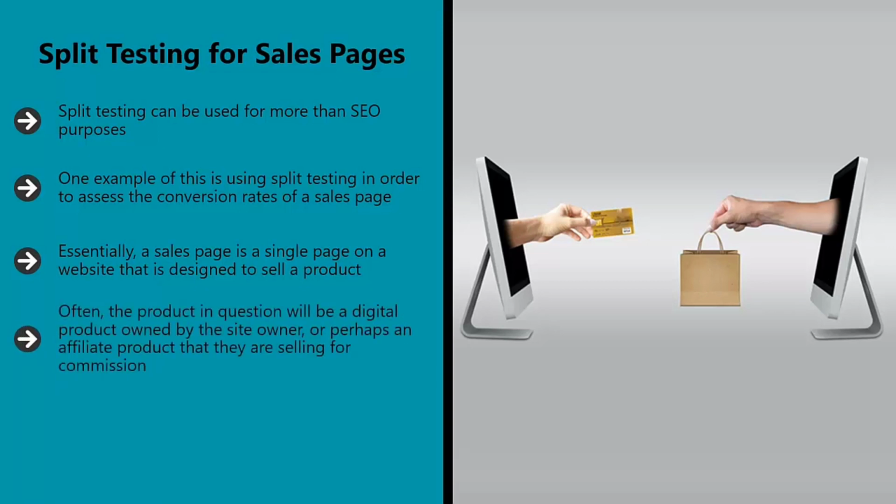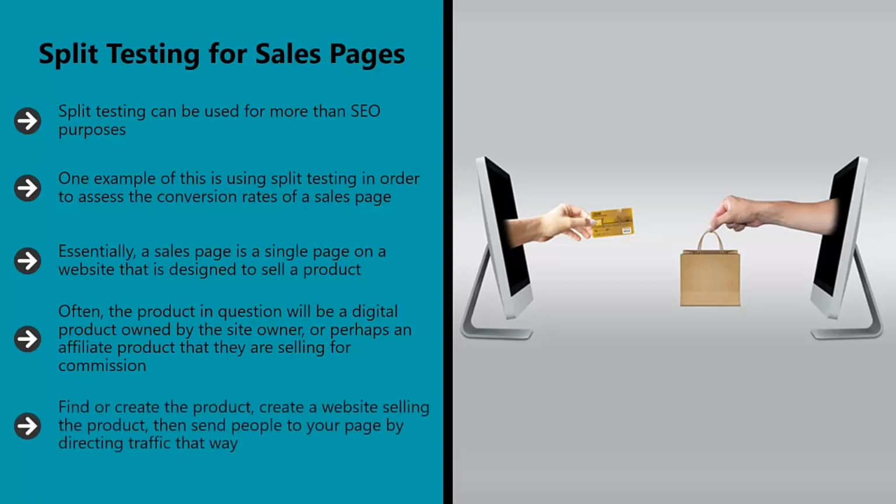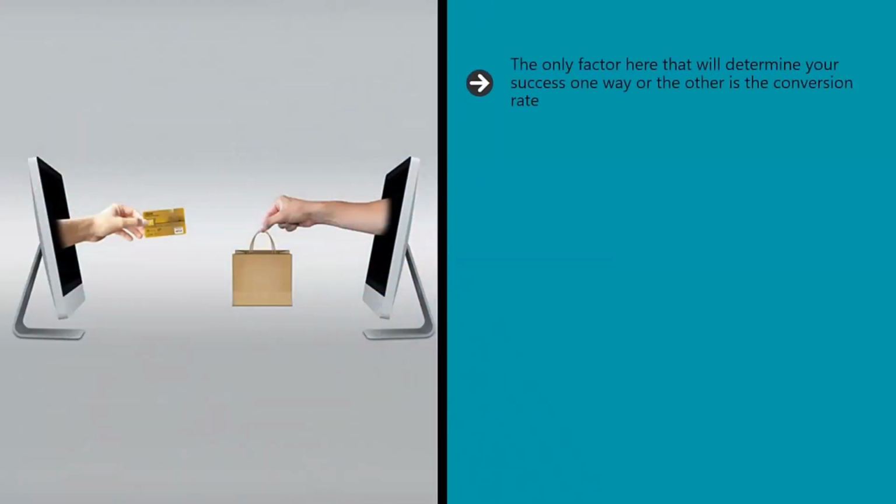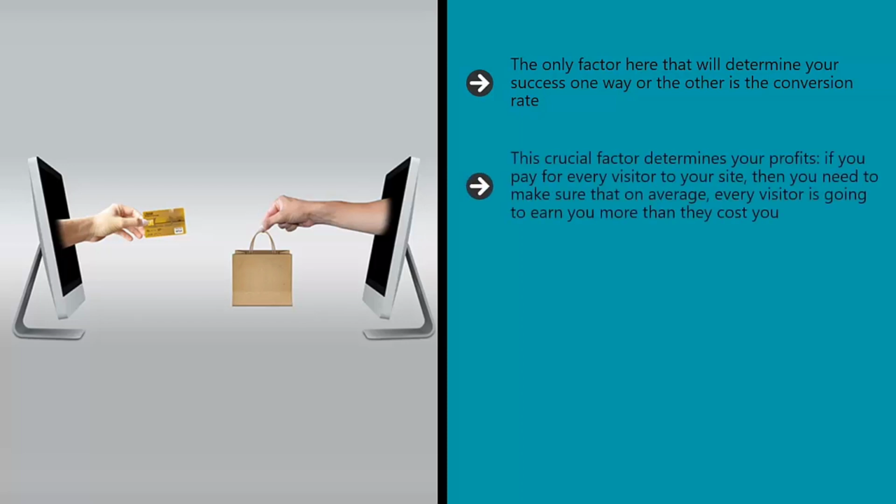Often, the product in question will be a digital product owned by the site owner, or perhaps an affiliate product that they are selling for commission. Either way, this creates an extremely simple business model. Find or create the product, create a website selling the product, then send people to your page by directing traffic that way. The only factor here that will determine your success one way or the other is the conversion rate. What percentage of people who visit your site end up clicking on your Buy Now button and placing an order? This crucial factor determines your profits.